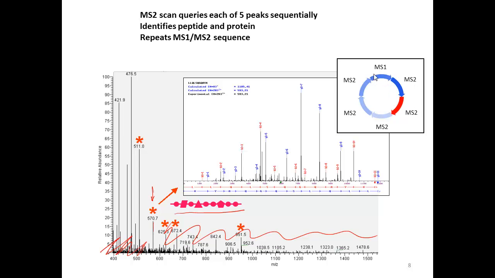Now, each of these scans takes maybe 100 to 200 milliseconds, so you have in this data acquisition path 6 scans. This is going to happen in less than a second, and so this is going to be repeated over and over and over again, thousands of times over the course of a 2-hour gradient, and you'll be able to analyze a lot of peptides this way. The selection of 5 peaks is an arbitrary one, and it is related to the scan speed. Newer instruments can scan faster, and so you might pick the top 10 peaks or so to analyze.